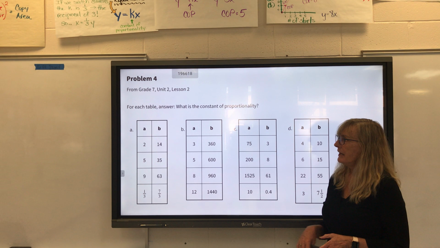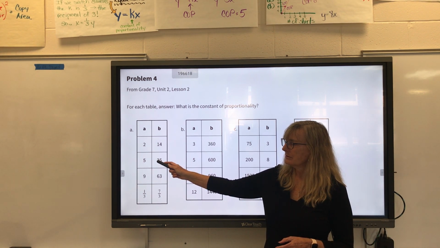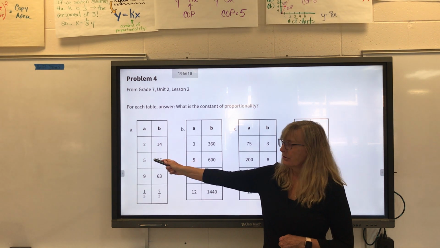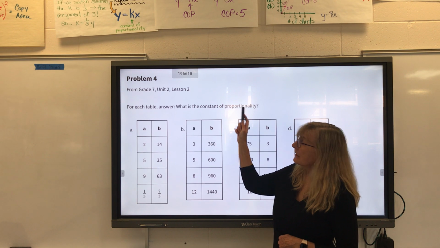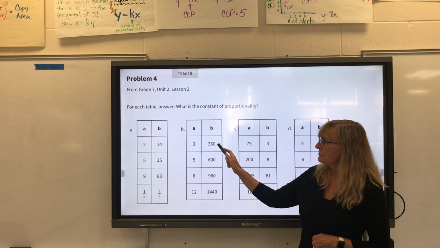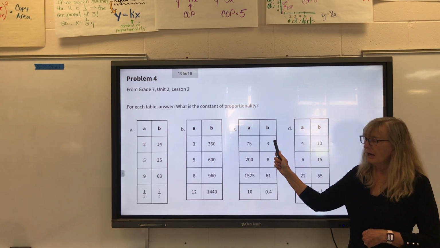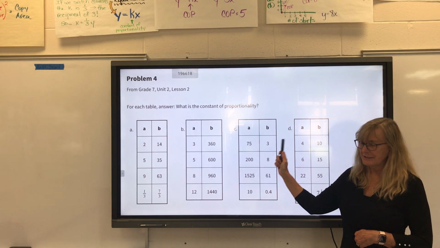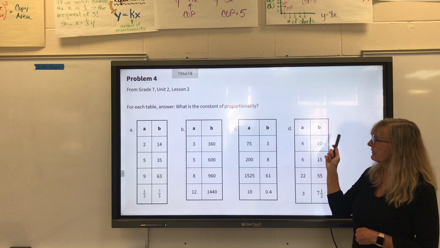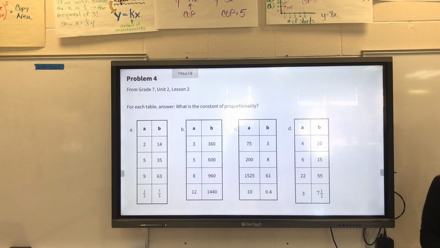If your birthday is in January, February, or March, you're going to do A. You are finding the constant of proportionality. If your birthday is in April, May, or June, you're going to do B. If your birthday is in July, August, or September, you're going to do C. If your birthday is in October, November, or December, you're going to do D. I'll give you about 2 minutes to do that. Go.